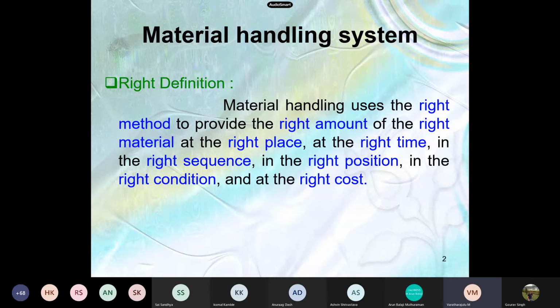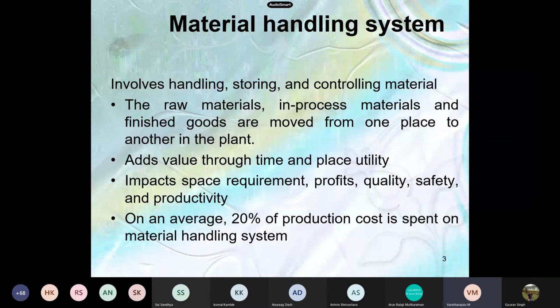Therefore, these 9 principles we need to remember during the material handling system, and it involves handling, storing and controlling the material. The raw material, in-process material, and finished goods are moved from one place to another in the plant.